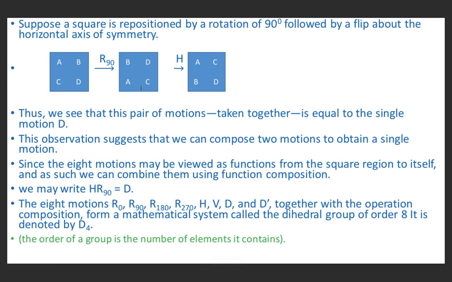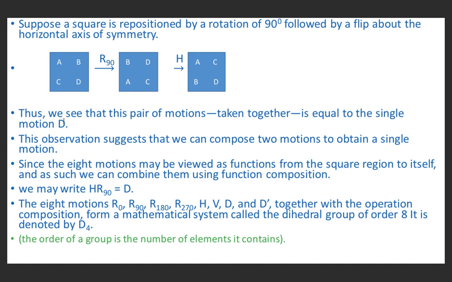So if we rotate a square by 90 degrees, then flip around the horizontal axis, the resulting figure is nothing but the flip around the main diagonal. So we see that the pair of motions taken together is equal to a single motion D. D means flip around the main diagonal. So this observation suggests that we can compose two motions to obtain a single motion.